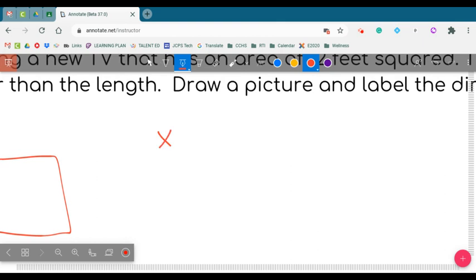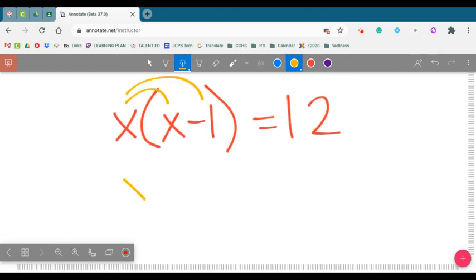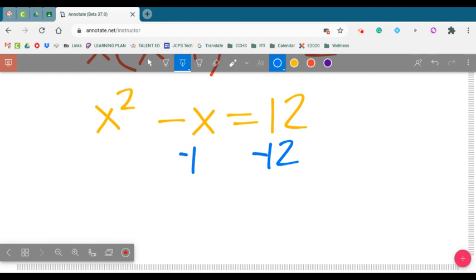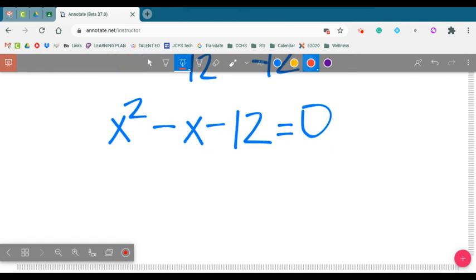So in order to find this, I'm going to find the area. You have to do x times x minus 1, and then equals, what was it, 12? So then we distribute. We get x squared minus x equals 12. Move your 12. You get x squared minus x minus 12 equals 0. So on this one, our a value is 1, so we can just factor.